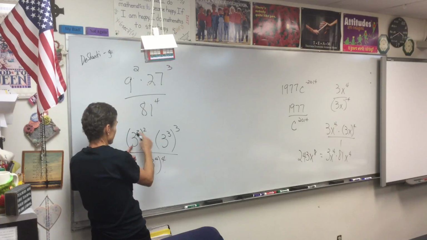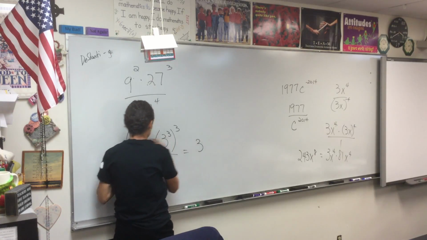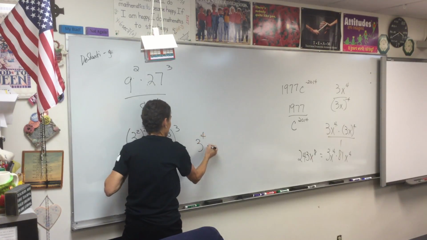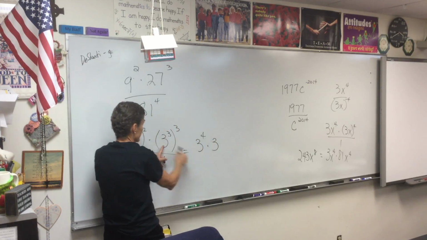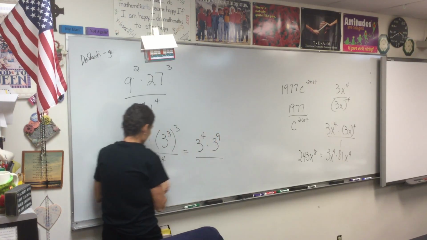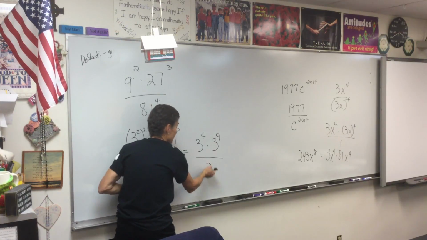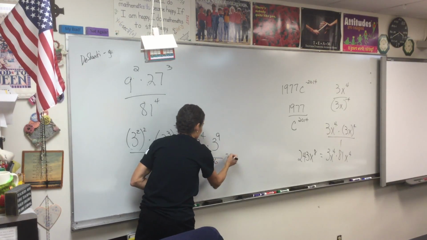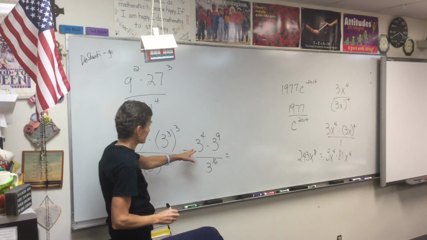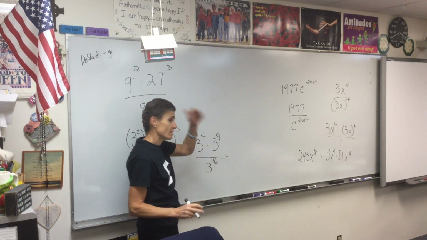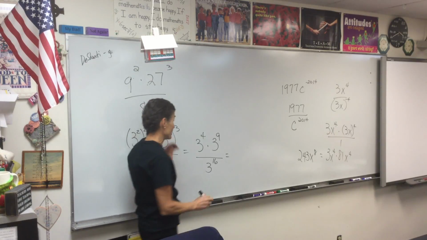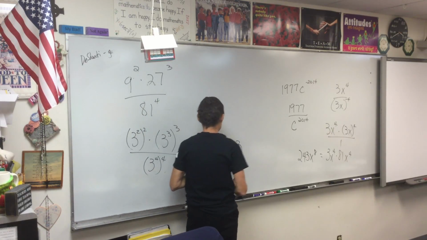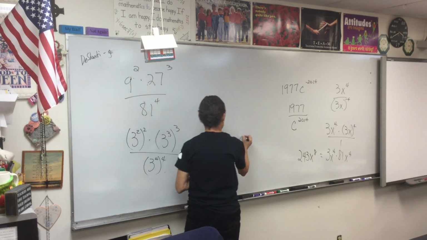So this becomes 3 to the 4th, and this becomes 3 to the 9th, and this becomes 3 to the 16th. Now, what do I have on top? 3 to the 4th times 3 to the 9th would be 3 to the 13th.